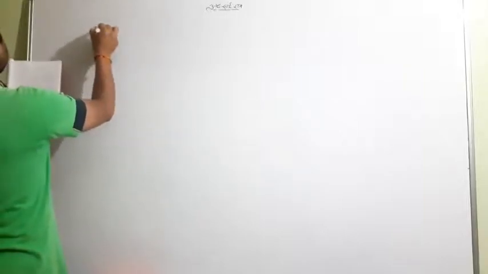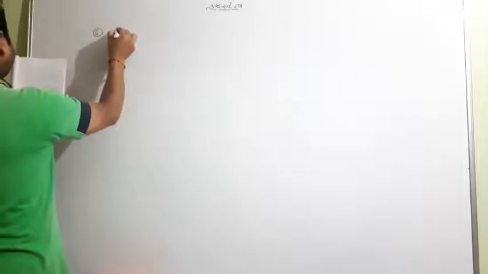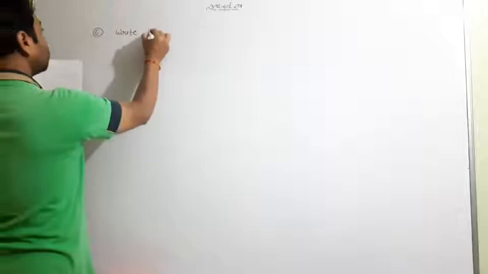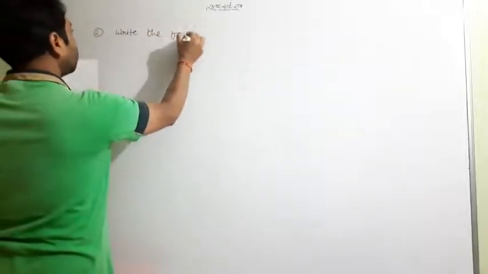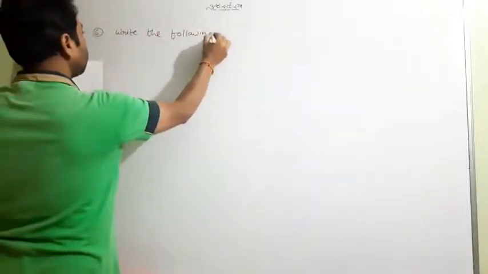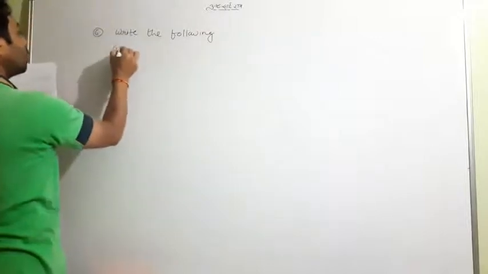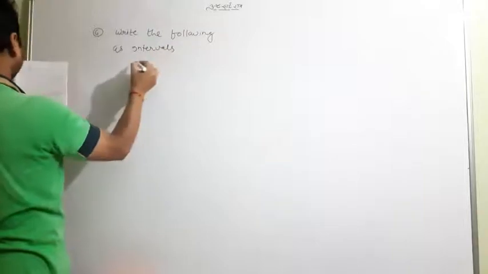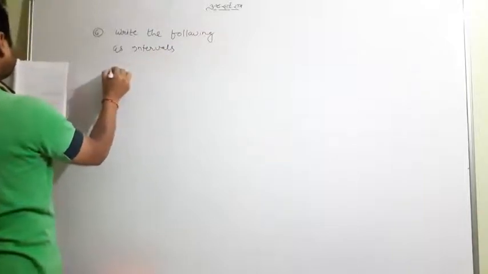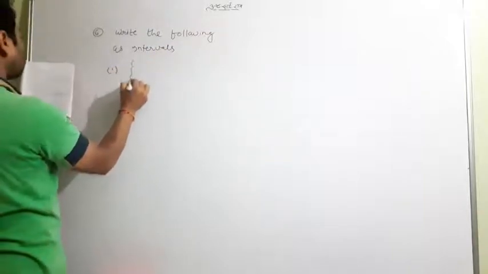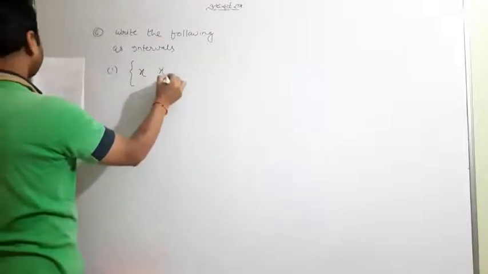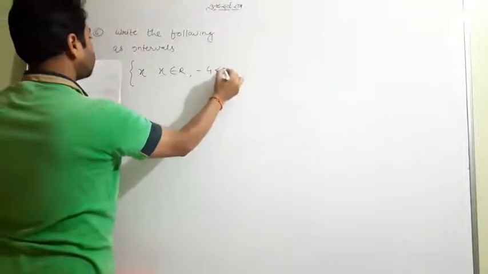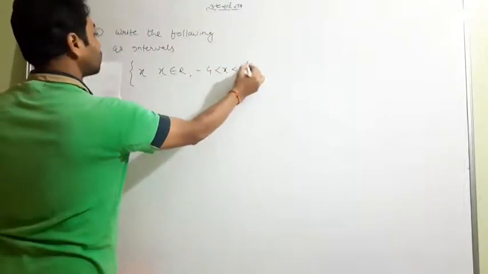Question number 6 is, write the following as intervals. And the first question says, x such that x belongs to R, -4 less than x less than or equal to 6.